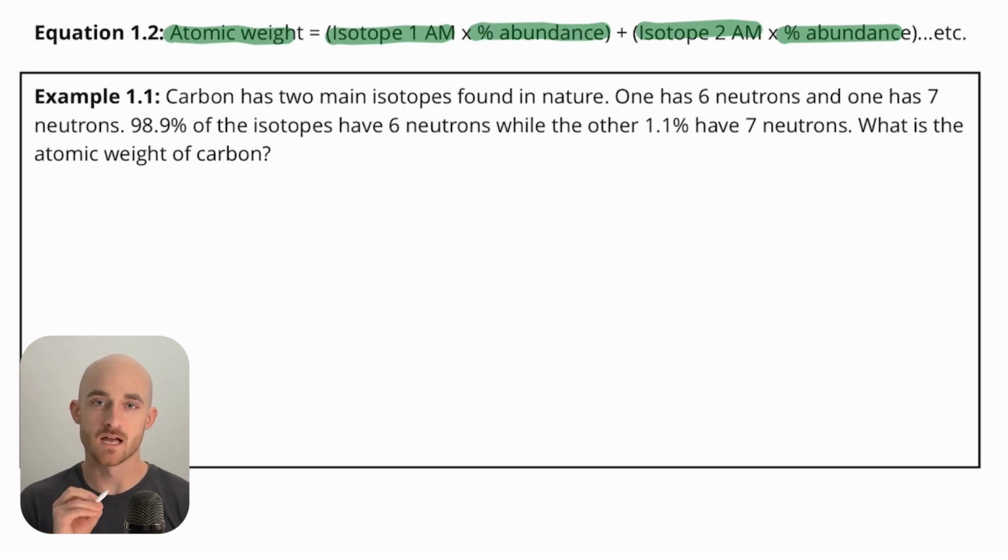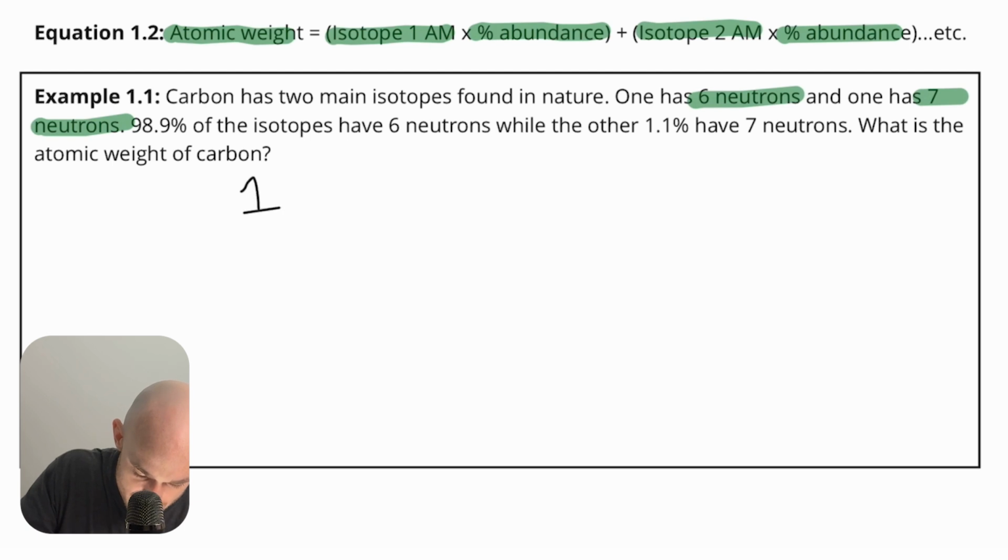You'll also notice that atomic mass is always a whole number since it's just counting the numbers of protons and neutrons of one particular atom. But the atomic weight will always have some decimal because we're taking the average of all of those atomic masses, so it doesn't come out to be a clean whole number. Now let's go through example 1.1, and here we are trying to find the atomic weight of carbon, which has two main isotopes. One has 6 neutrons and one has 7 neutrons. So for the first isotope, we're dealing with an atomic mass of 12. For the second isotope, we're dealing with an atomic mass of 13.